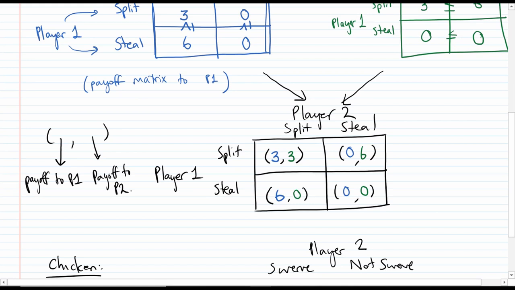So the way this plays out, and the term to describe this entry of stealing and stealing, is called a Nash equilibrium point.